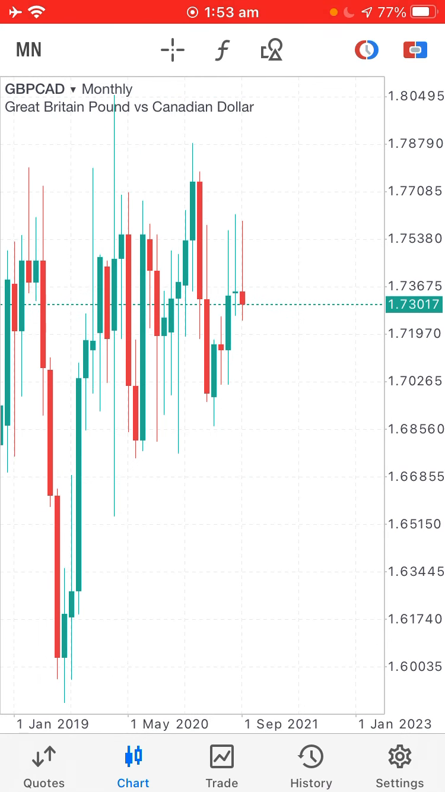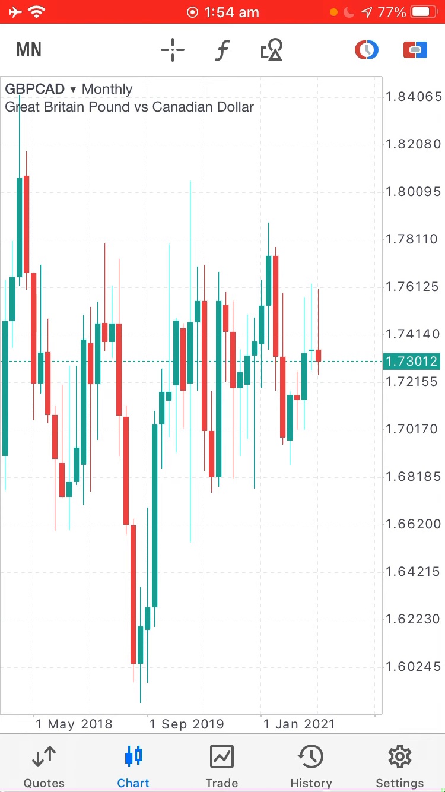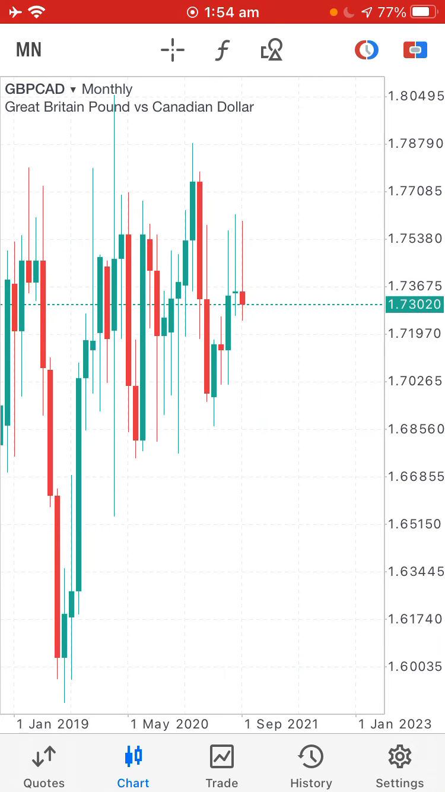So we are here on GBPCAD on the monthly time frame. Remember when I analyzed AUDNZD for you guys, I talked about its potential move to the upside. I started from the monthly time frame with AUDNZD. The monthly time frame was quite bullish. The weekly time frame was also bullish, and the daily time frame was also bullish, which made the market provide a move to the upside.